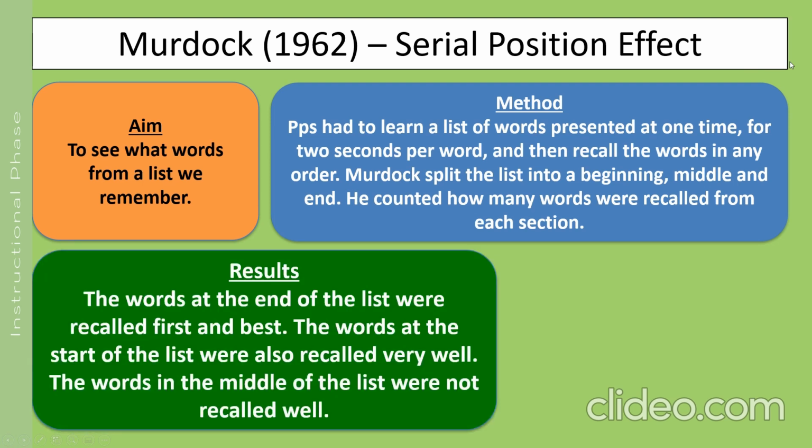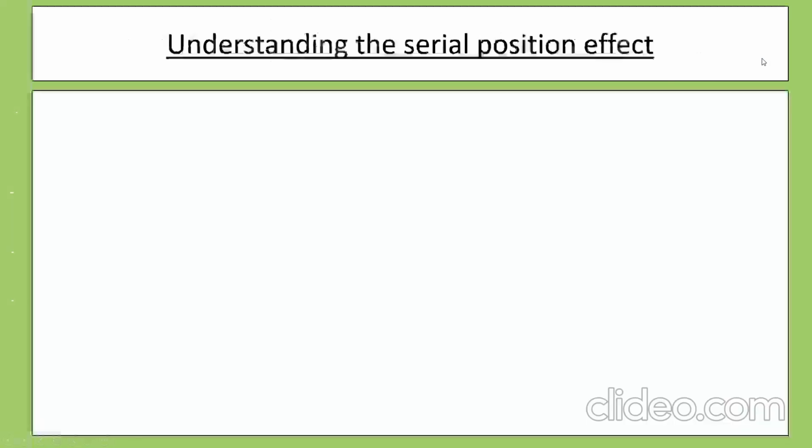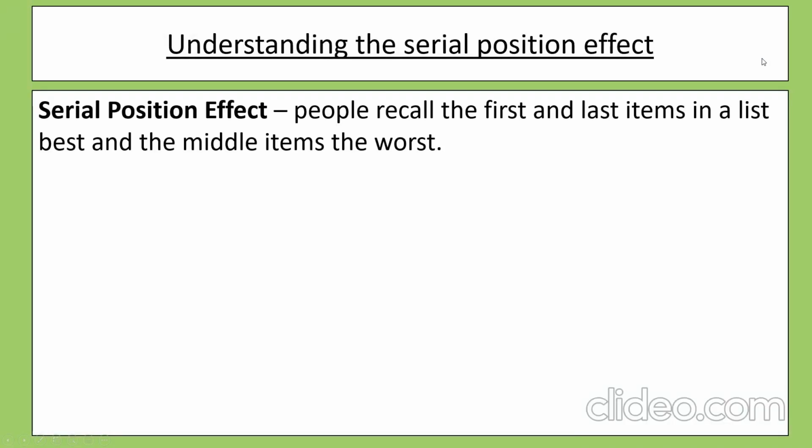And what he found, his results, were that the words at the end of the list and the start of the list were recalled really, really well. But the words in the middle were often forgotten. And this is basically what we can conclude: that we remember the start and the end of a list, which supports the multi-store model. Why does it support the multi-store model? Well, because this serial position effect is what's happened. We've got the fact that people are recalling the beginning and the end.